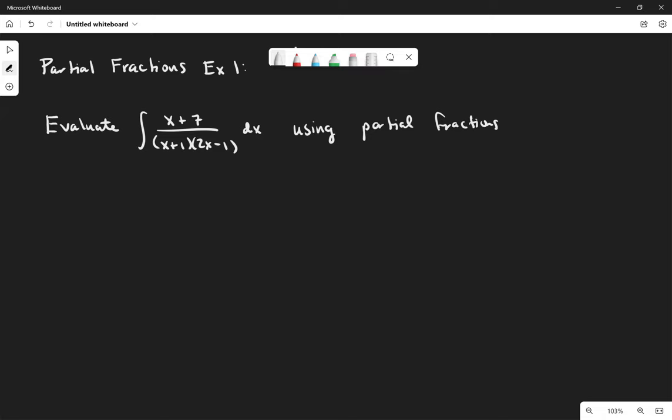Okay, so here's the first example video for partial fractions. Here we're asked to evaluate this integral, a rational function, using partial fractions. So what do we always do with partial fractions? Take this fraction, x plus 1, 2x minus 1, and we break it up into its components. We guess it's going to be A over x plus 1 plus B over 2x minus 1.